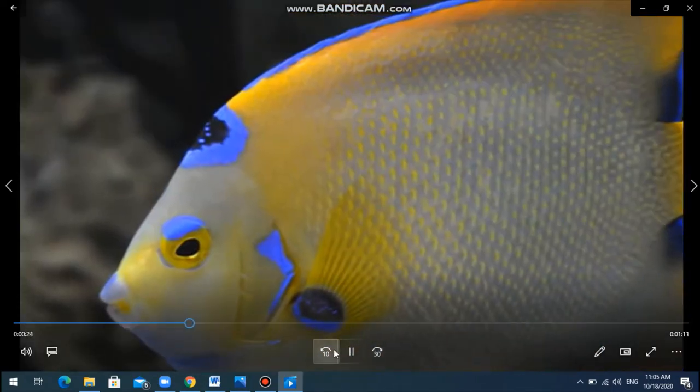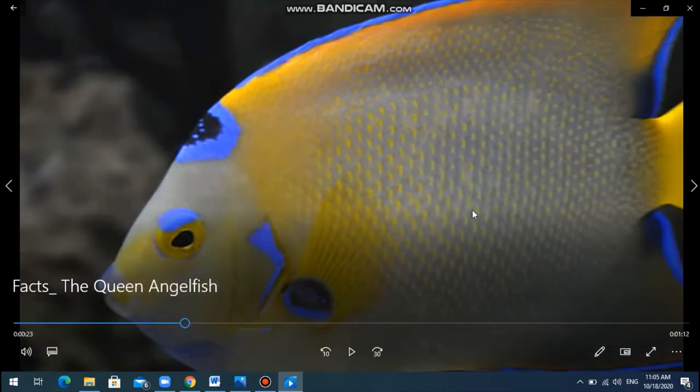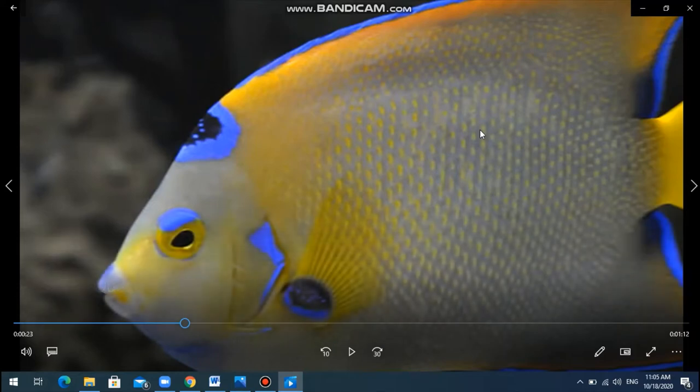Look with me here. Look with me, grade 2. These are scales. All of these are scales which cover its body. And it uses its fins to swim.